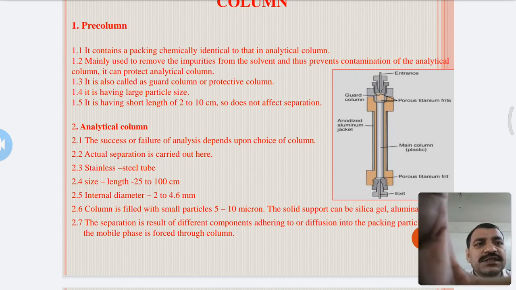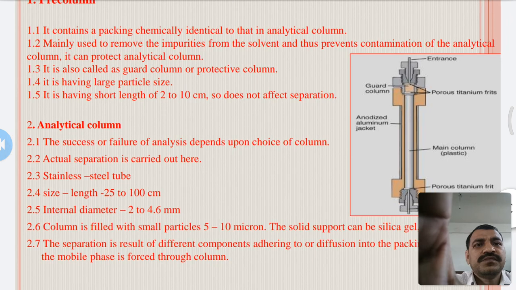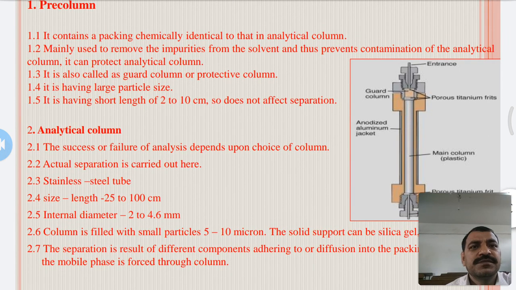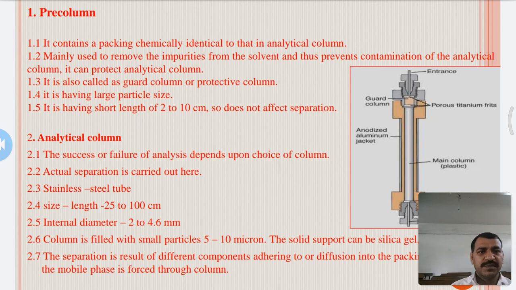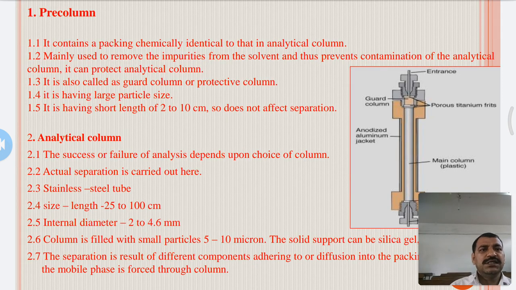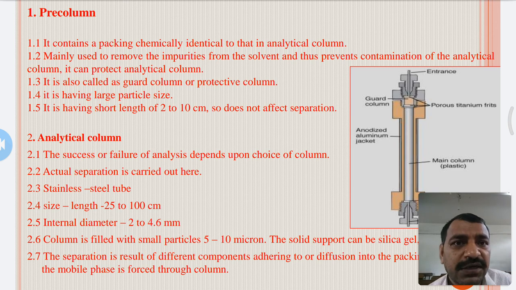First, the pre-column. It consists of packing of chemically inert material, chemically identical to the analytical column. It is mainly used to remove impurities from the solvent. Pre-columns are most important for removing impurities from the solvent and thus prevent contamination of the analytical column. So it can protect the analytical column.